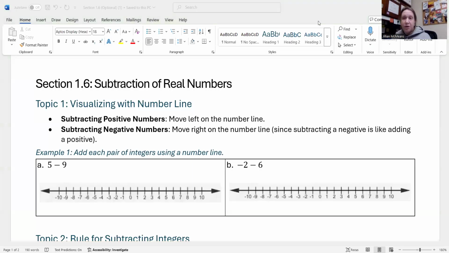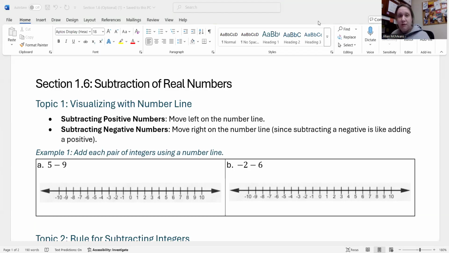Okay, for this section, we're going to talk about subtracting real numbers. If you have not had a chance to watch the videos for adding real numbers, stop. Don't even move forward with this and go back and practice adding real numbers, okay? Because when you subtract real numbers, we secretly convert it to addition. And so you need to be really solid on adding real numbers and integers before you start subtracting, okay?